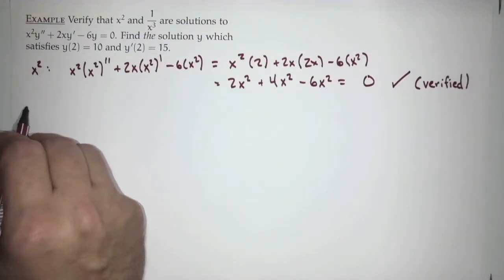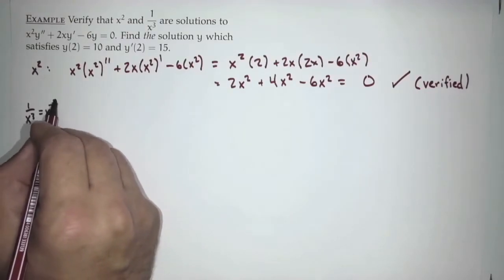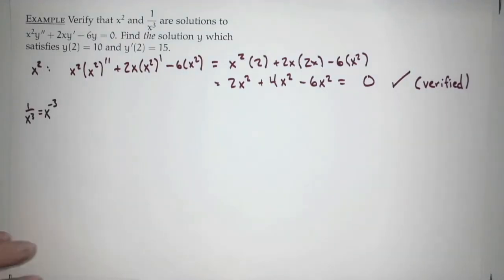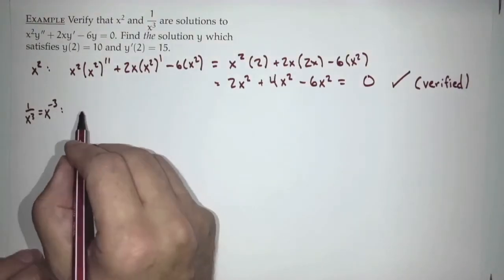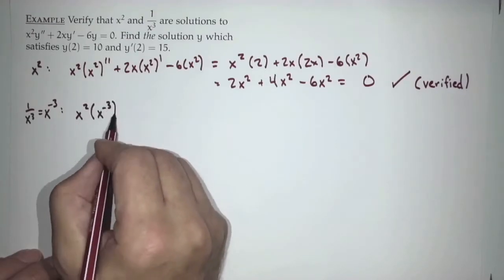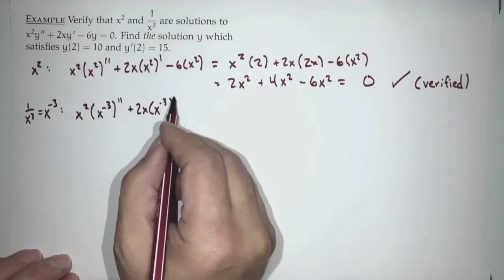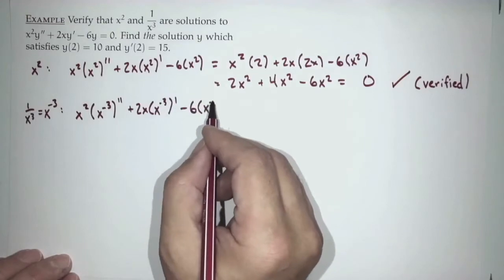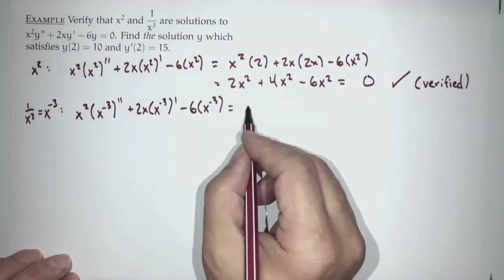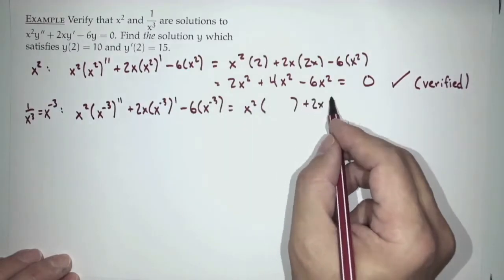Okay. Wow. See, in some sense, finding solutions are hard. Verifying, slightly less hard, at least if the functions are fairly nice. So the other function, 1 over x cubed, is the same as x to the minus 3. So I'm going to run through the same process. I'm going to take x squared times the second derivative of x to minus 3, add 2x times the first derivative of x to minus 3, subtract 6 times x to minus 3. Well, this might not be quite so fast as the previous one, but it shouldn't be too bad.